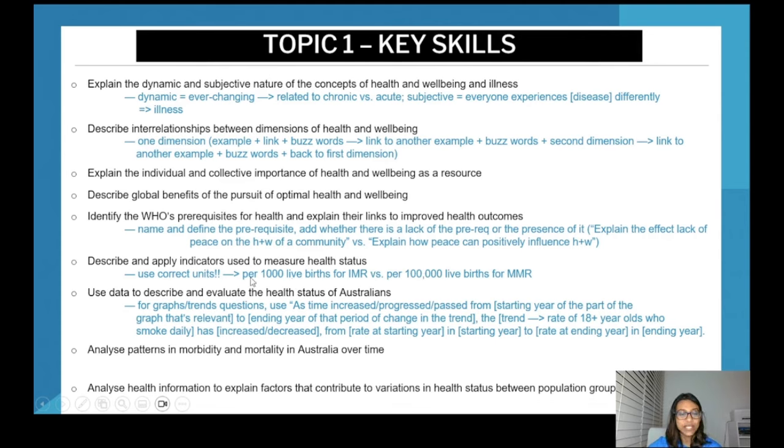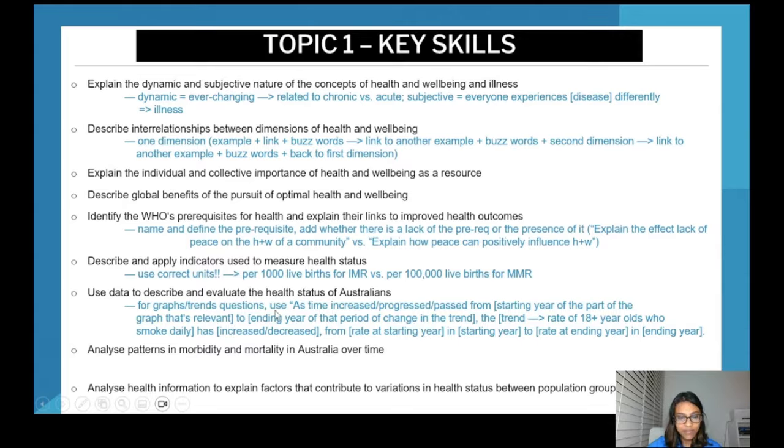But yes, so you need to have per live births and per whichever the right one is, whichever relates to which health status indicator you're using. So 1,000, sorry, or 100,000 live births. And don't get them mixed up as well. You might lose a mark if your examiner's paying enough attention. And then you want to use data to describe and evaluate the health status of Australians.